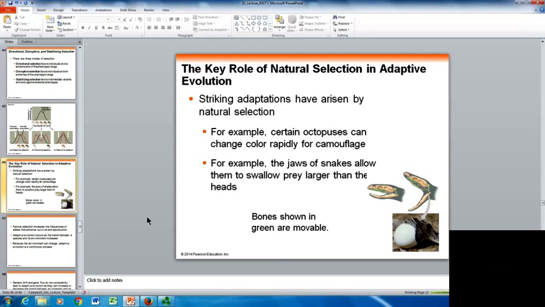So striking adaptations have arisen by natural selection. For example, certain octopuses can rapidly change color for camouflage. The jaws of snakes allow them to swallow prey larger than their heads. Here you can see the bones that are movable, shown in green. So this egg is larger than the snake's head. You can open up and swallow it.